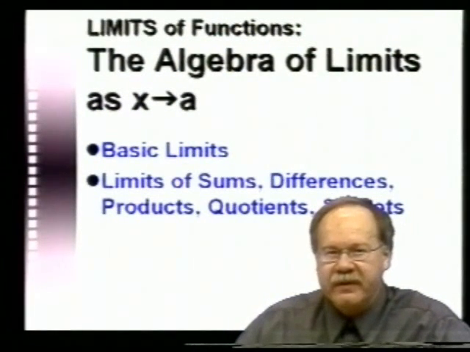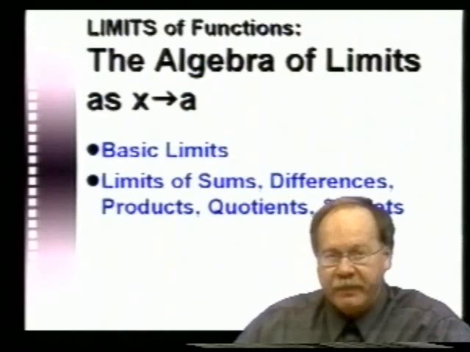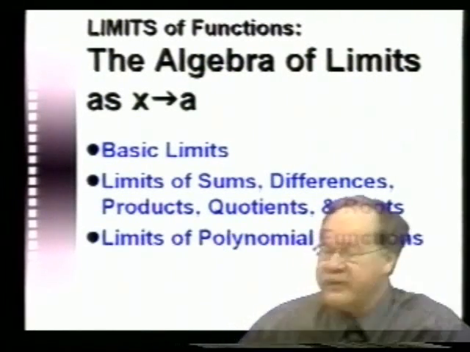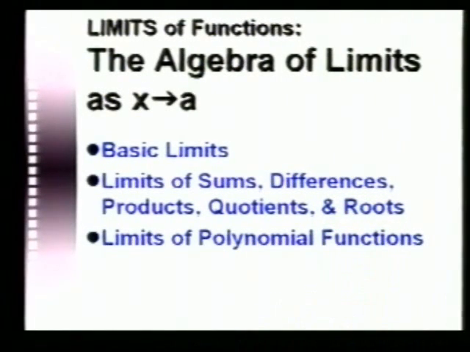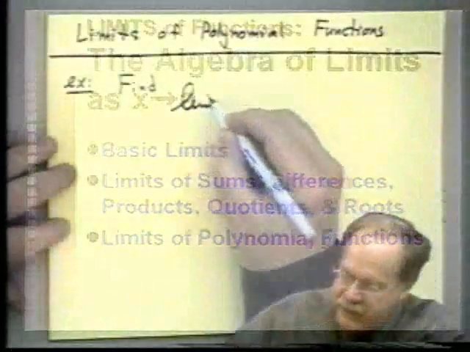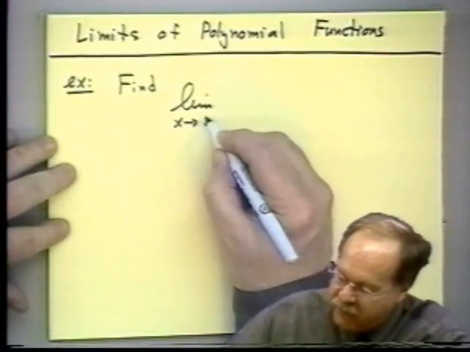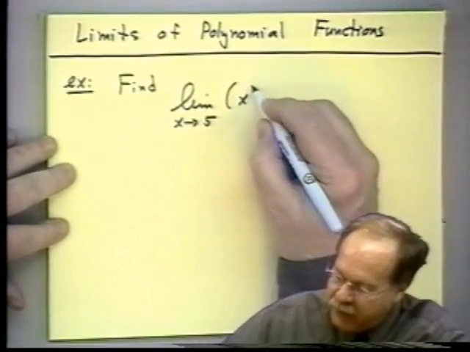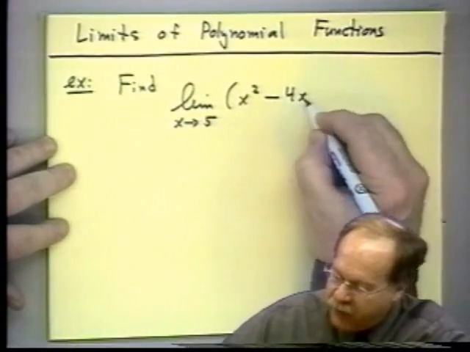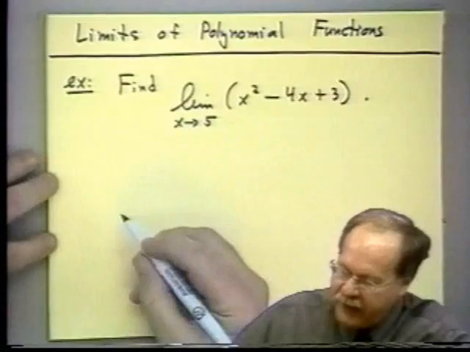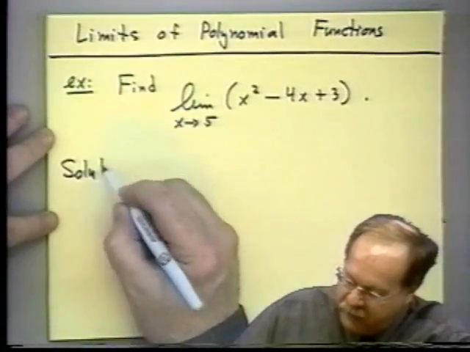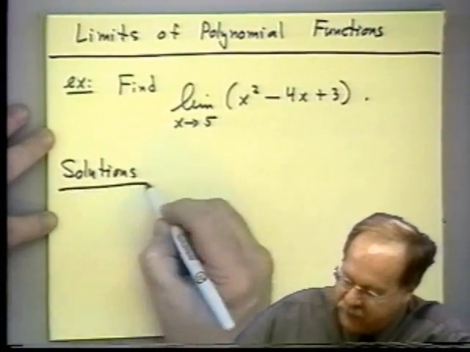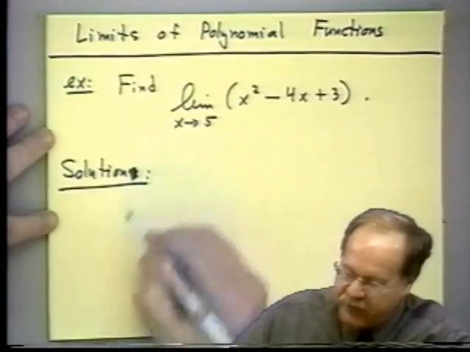Now it's time to take the limits of some very familiar functions, the polynomials. So that's what we'll do next, limits of polynomial functions. And we'll start by doing an example from which we can illustrate the general principle. So we want to find here the limit as x approaches, say, 5, of the following polynomial, x squared minus 4x plus 3. This will allow us to talk about all the issues involved here. So, solution, we just have one solution.